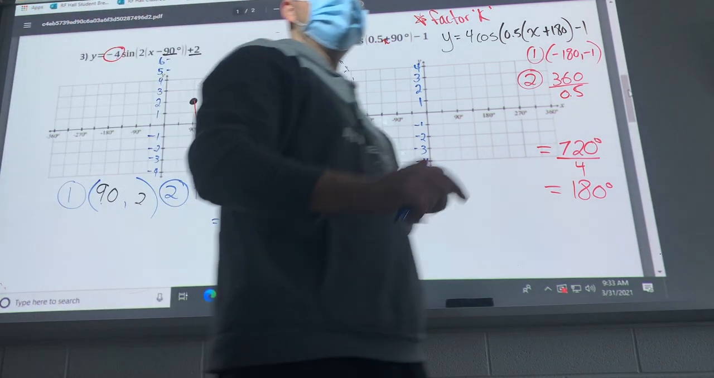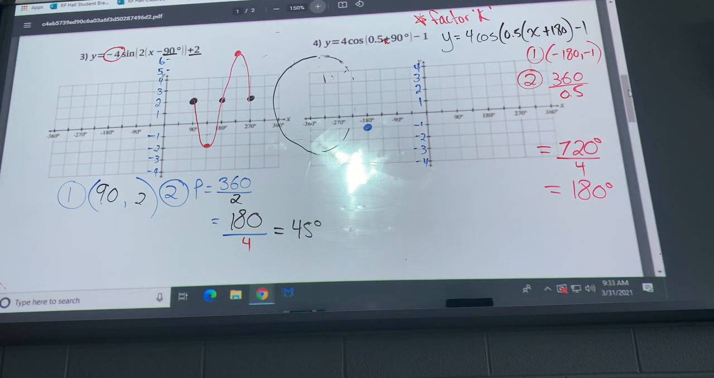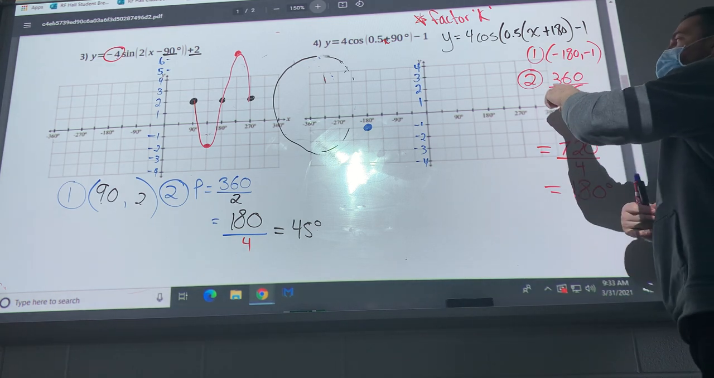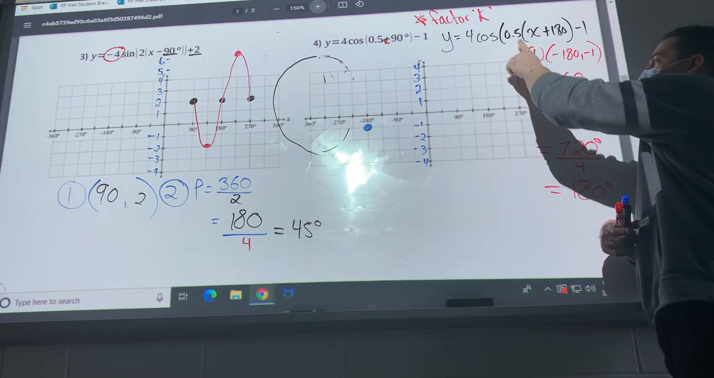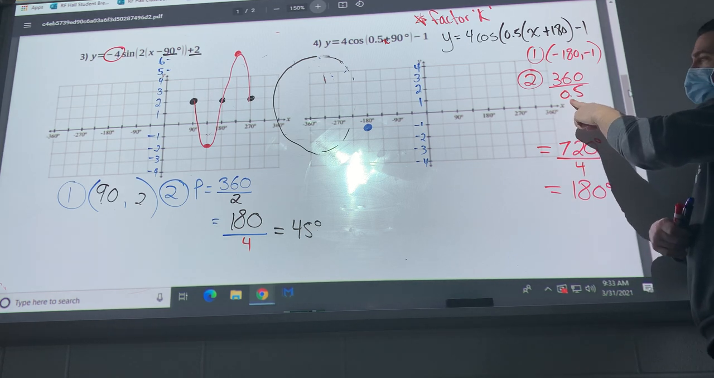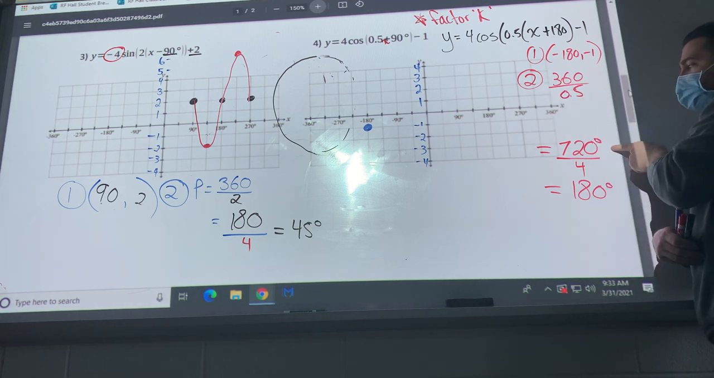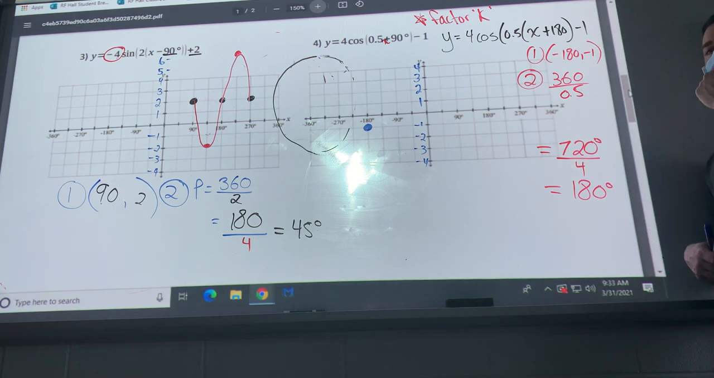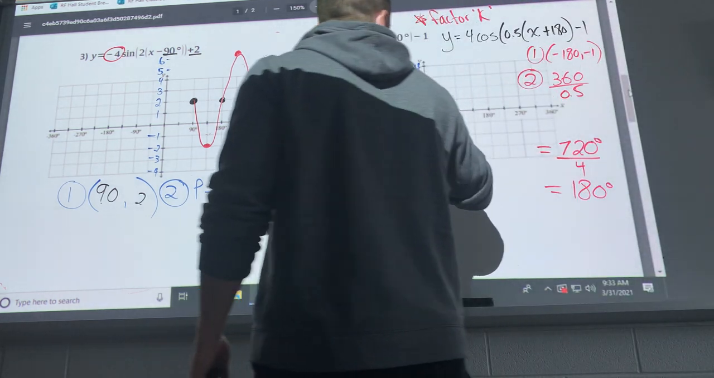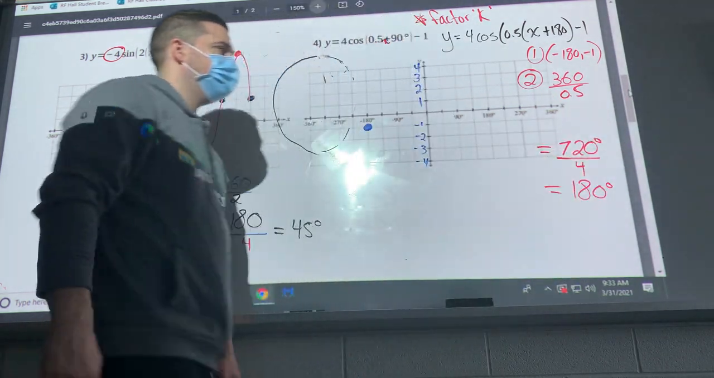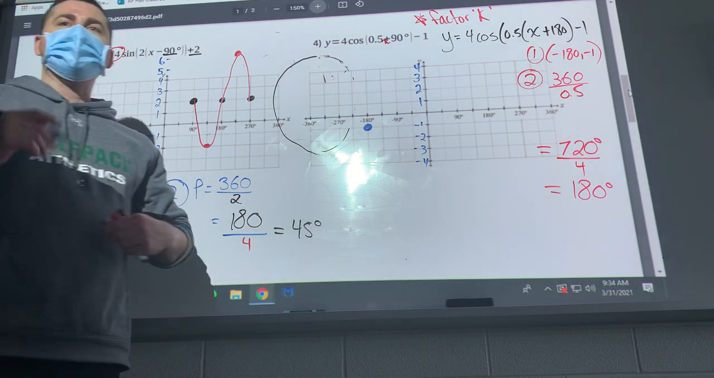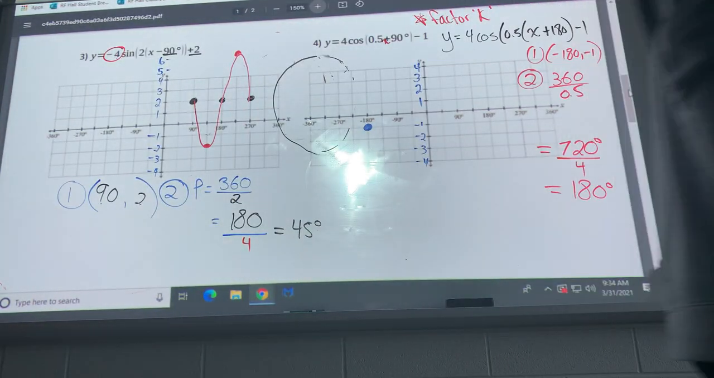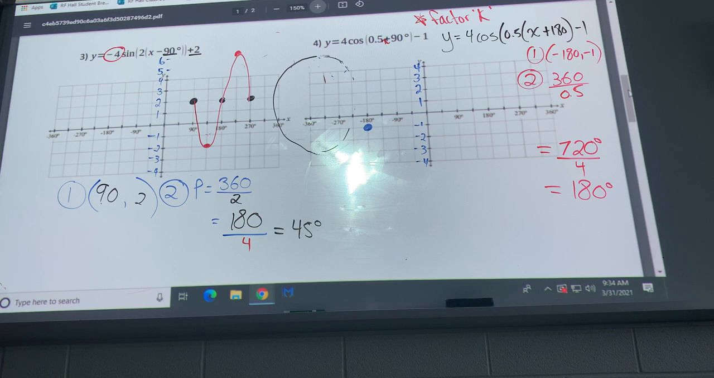Okay, so negative 180 and negative 1 is our first point. Then we take step 2, 360 divided by our k, and our k is 0.5 in this case. So we get 720, and we divide by 4 and get 180 degrees. Now, step 3, take that number and add it to the first point 4 times.